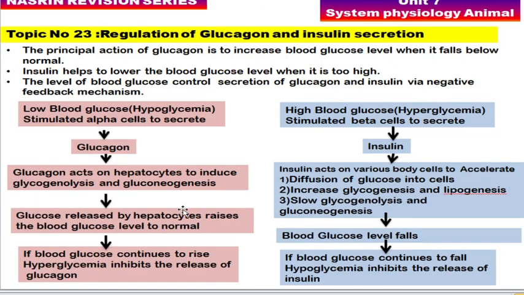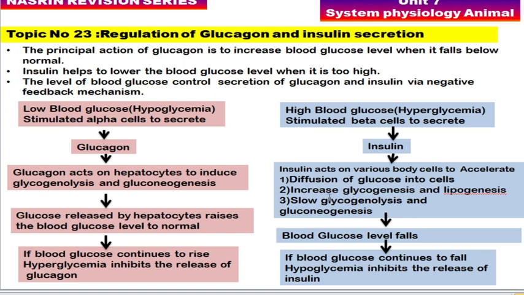So coming back to the point, insulin acts on various body cells in order to accelerate the diffusion of glucose into cells. It also increases glycogenesis and lipogenesis. Here glucagon induces glycogenolysis and gluconeogenesis, and these two processes liberate glucose. That's how the blood glucose will increase. Whereas insulin will induce the processes of glycogenesis and lipogenesis. Both are involved in converting the excess glucose into fat.